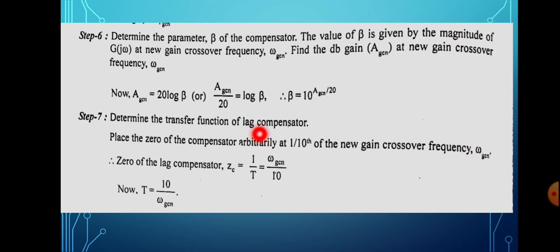You have to determine the transfer function of the lag compensator. For that you have to place the zero of the compensator arbitrarily at 1/10th of the new gain crossover frequency. Now you have the value of omega GCN from the previous step. The zero of the lag compensator has the form Zc equal to 1/T, and this 1/T value is obtained by 1/10th of omega GCN. So omega GCN by 10 will give the value of Zc. Now you can find out the value of T. T will be equal to 10 by omega GCN.